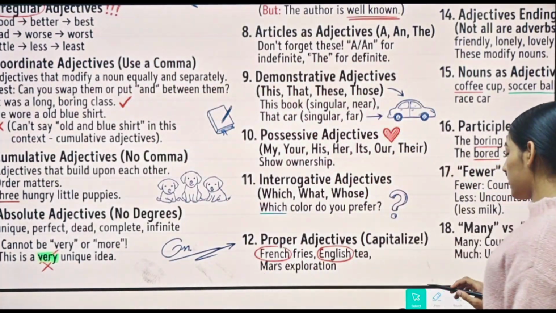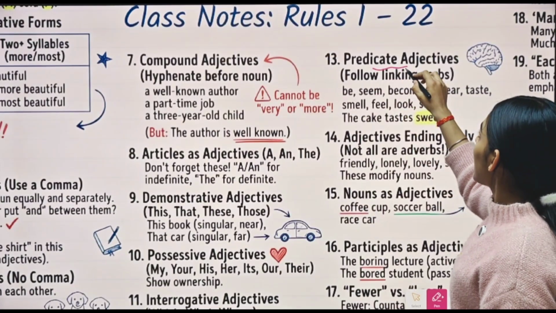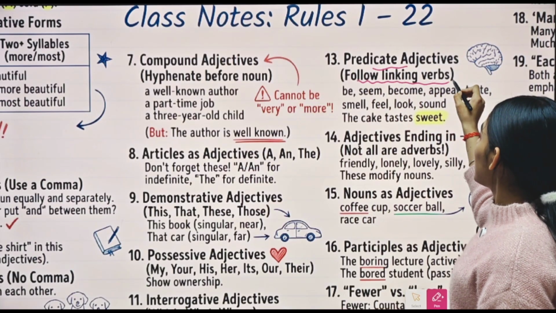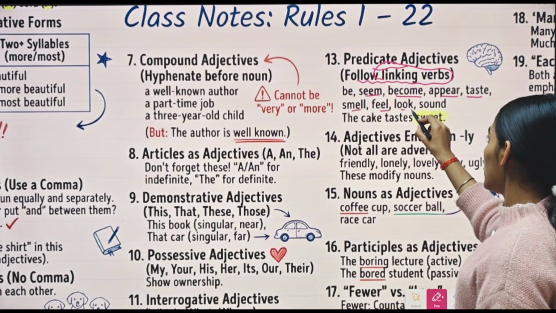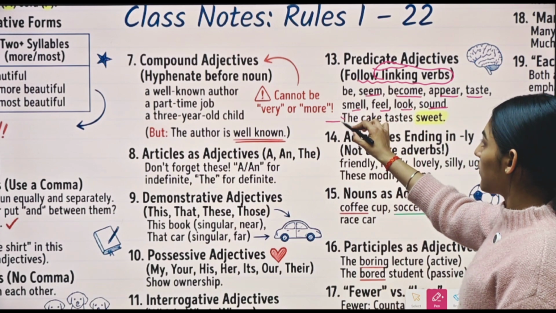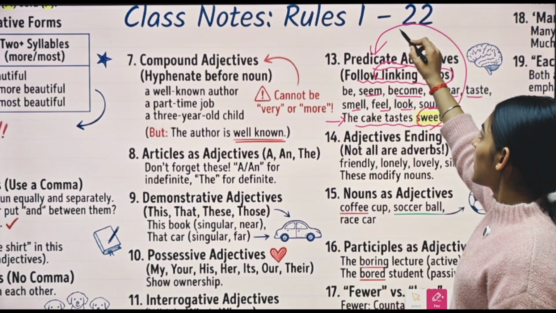Now moving on, we have rule number 13, which says predicate adjectives. They follow linking verbs. Let's see: be, seem, become, appear, taste, smell, feel, look, sound. Alright, here we have an example: the cake tastes sweet. So here sweet is a predicate adjective.